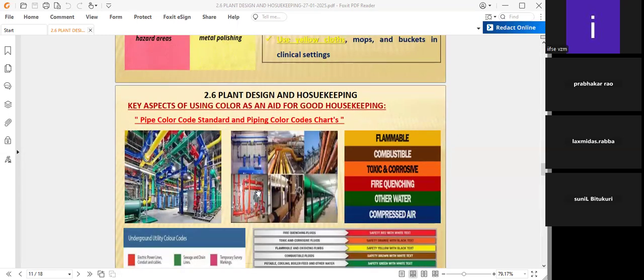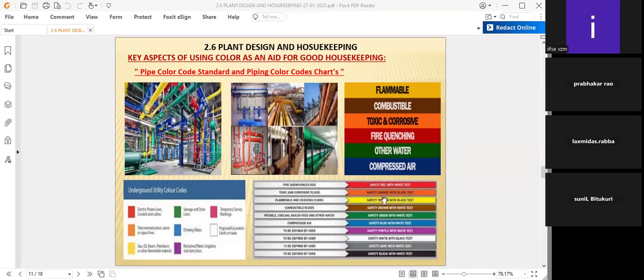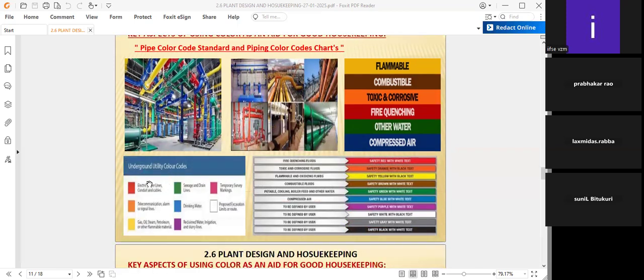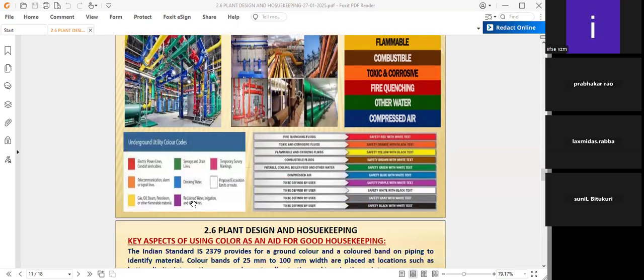Pipeline color coding, everybody knows: flammable, combustible, toxic, corrosive, fire-quenching water, water and steam, compressed air, like this, many. Underground utility color coding will also be taken care of, such as electrical power cables and all. Underground, this color is to be maintained.